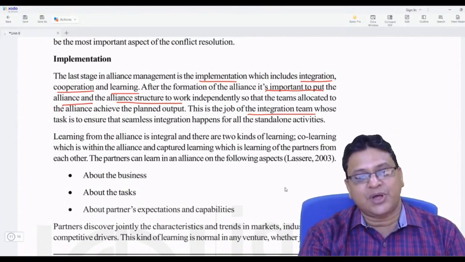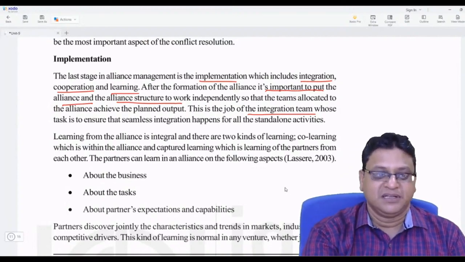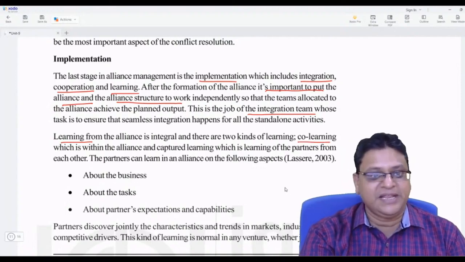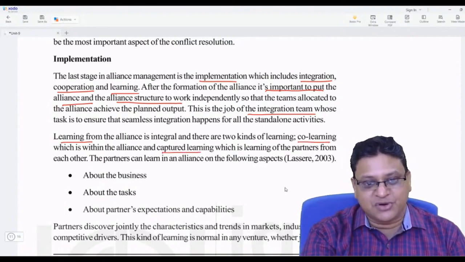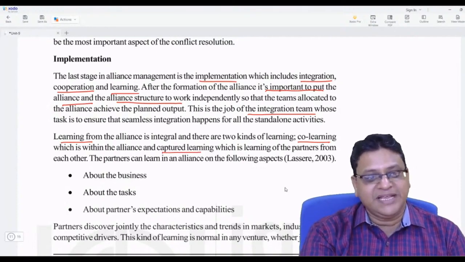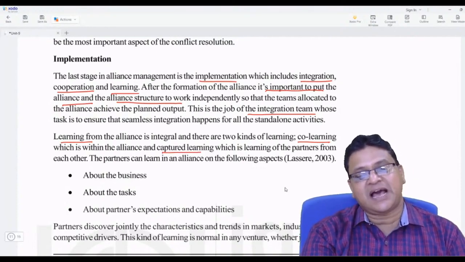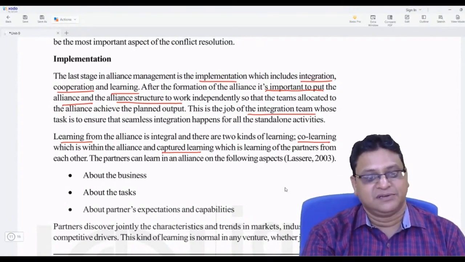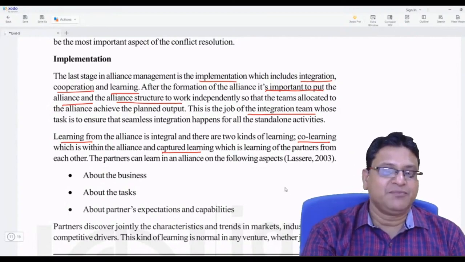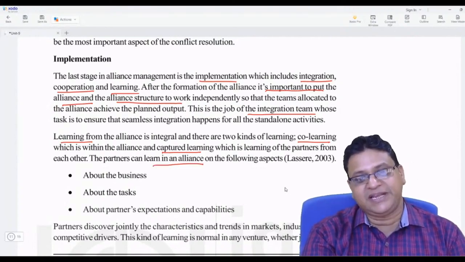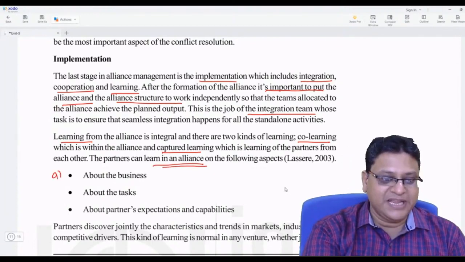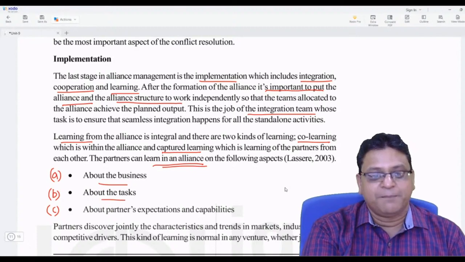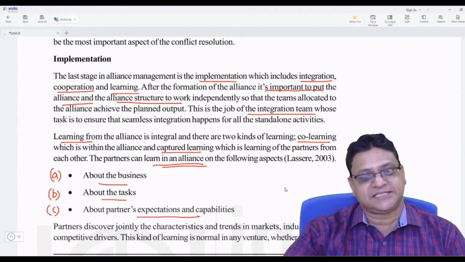In an alliance, the alliance partners learn something. The learning from the alliance is of two types: co-learning and captured learning. Co-learning is within the alliance, whereas captured learning is learning of the partners from each other. The learning in an alliance can be of three types: learning about the business, learning about the task, and learning about the partner's expectations and capabilities.